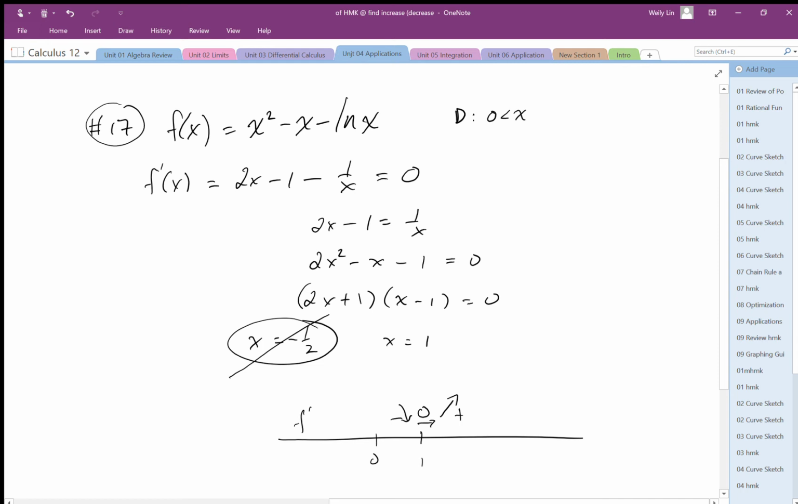Okay, and we should really expect there to be an asymptote because the log has an asymptote at x equals 0, so I'm kind of expecting something to look like that.